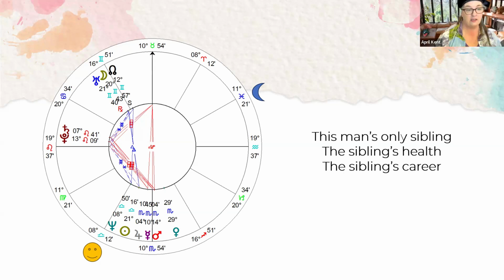Then let's find the house of the sibling's career. So we know the 6th house is health. And which house is career?